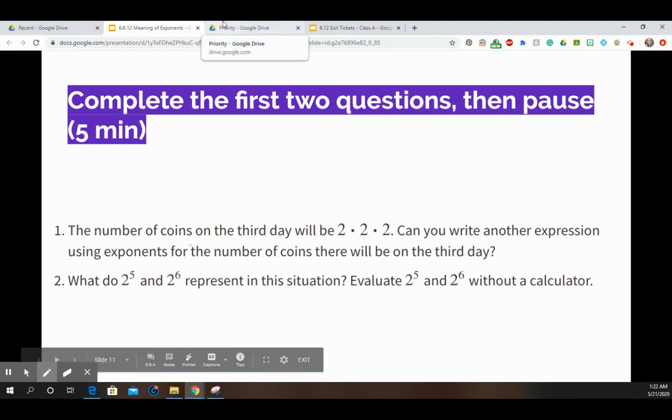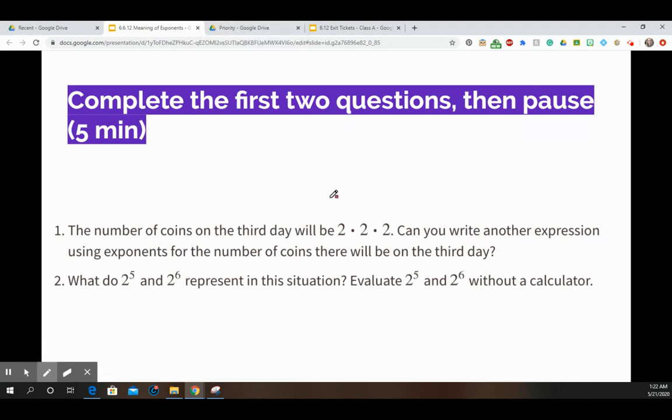All right, so let's start off with number 1 here. I'm looking at the number of coins will be 2 times 2 times 2. We talked about that I can use an exponent to show repeated multiplication. All right, I have 3 2's being multiplied by each other. So I can write this as 2 to the power of 3 or 2 to the third. I can say it either way. All right. If I wanted to evaluate it, 2 times 2 is 4. 4 times 2 is 8. So I know 2 to the third is equal to 8.